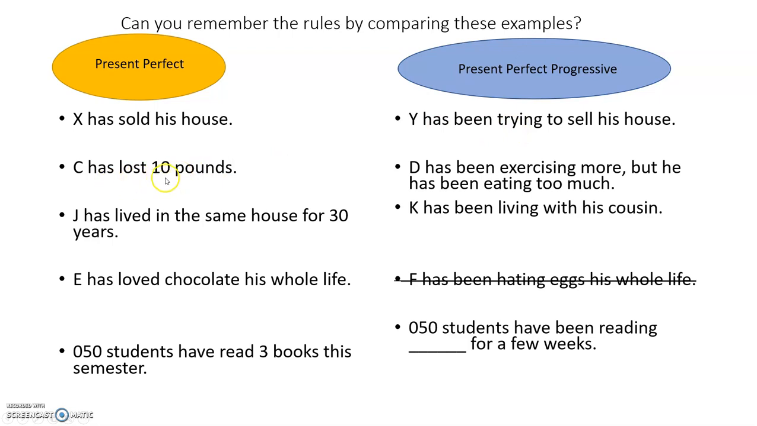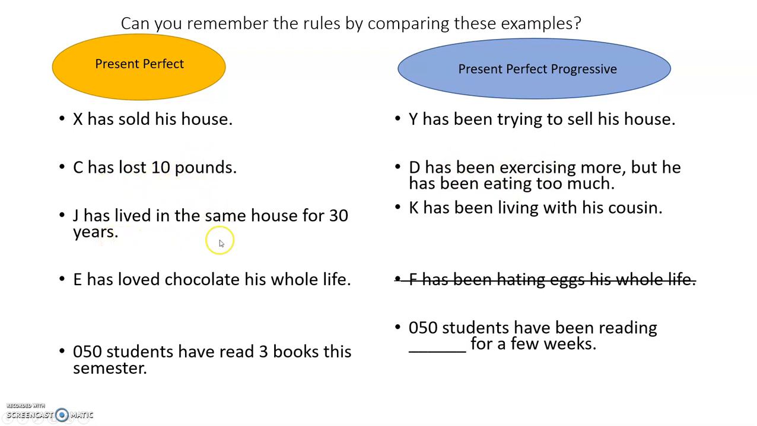C has lost 10 pounds. D has been exercising more, but he has been eating too much. Okay, these two show you the difference between result and just focusing on the action. Okay, so D has this continuing action of exercising, which is good. But he also has the continuing action of eating too much. So he doesn't really have the result that C has, right?